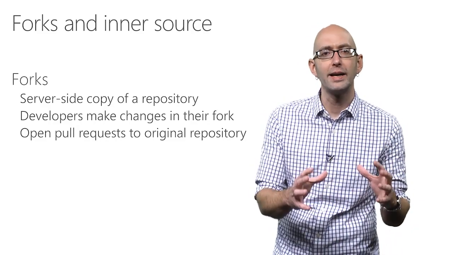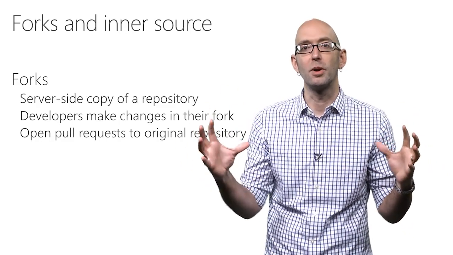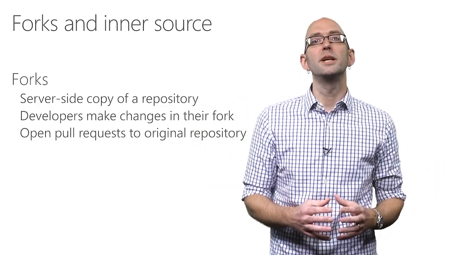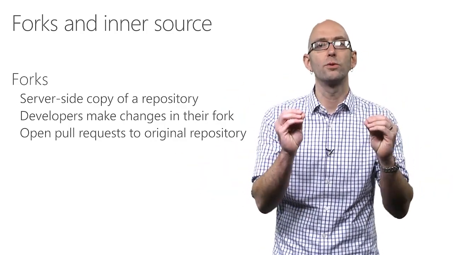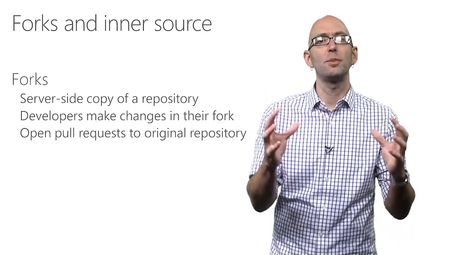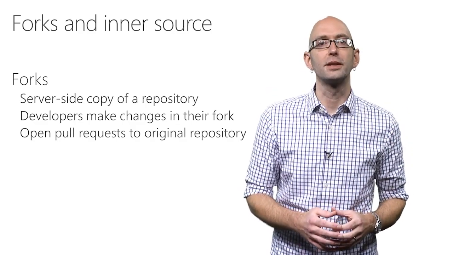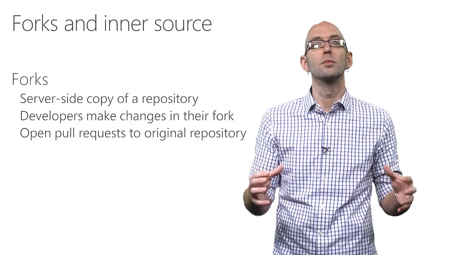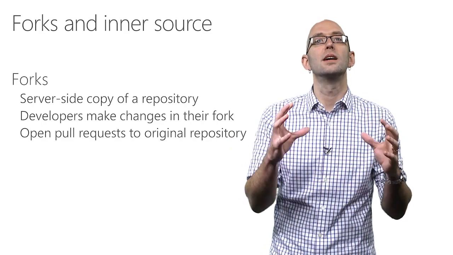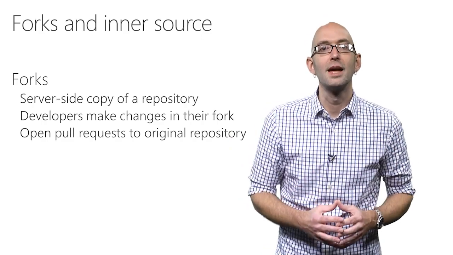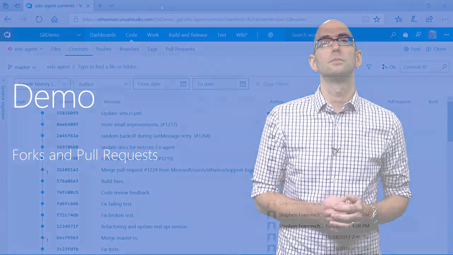So even though you don't have write access to the original repository, you do have write access to your copy of the repository, your fork. This means that you can create a branch, make some changes, and push those changes up to your own repository, your fork. And when you're happy with those changes, you can open a pull request to ask the owners of the original project to review your code and ultimately merge it into their project. And even though Visual Studio Team Services doesn't offer hosting for open source projects, it does offer forks for inner source style workflows. Let's take a look.